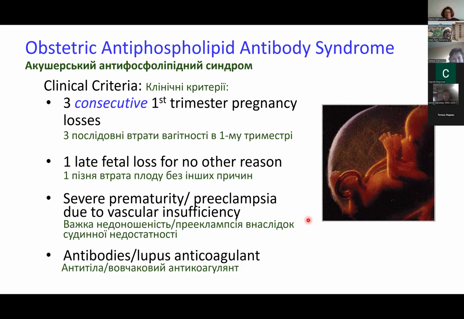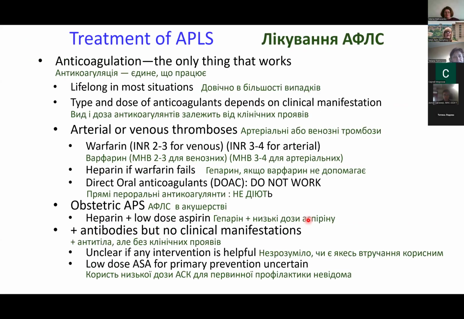If you have antiphospholipid antibodies and you have 1 episode of preeclampsia or eclampsia or fetal loss, it's not 100% that you will have another, but you are at very high risk for having the same outcome. Okay, so what are the treatments that we use for antiphospholipid syndrome?